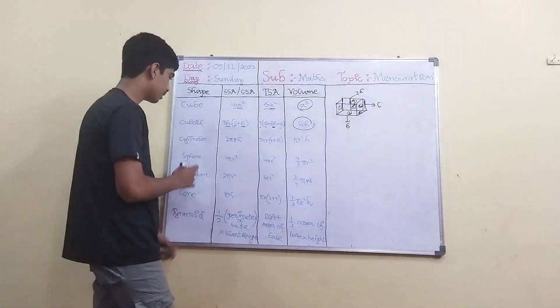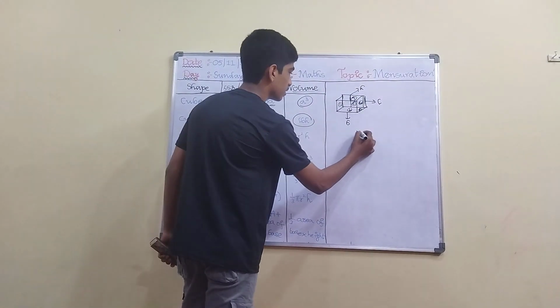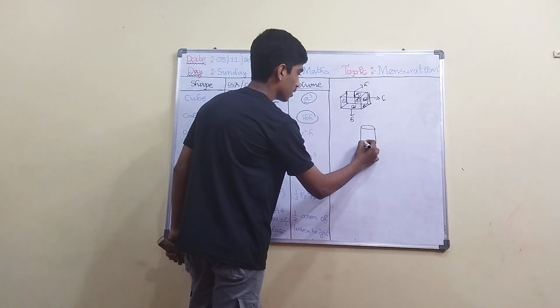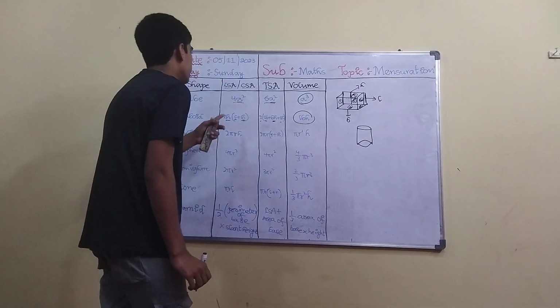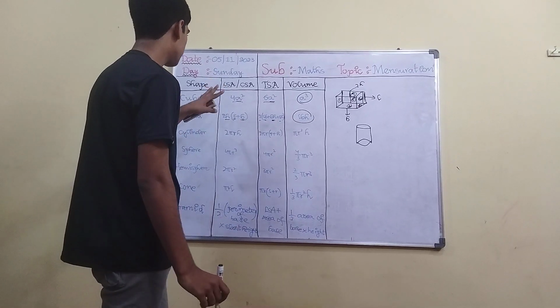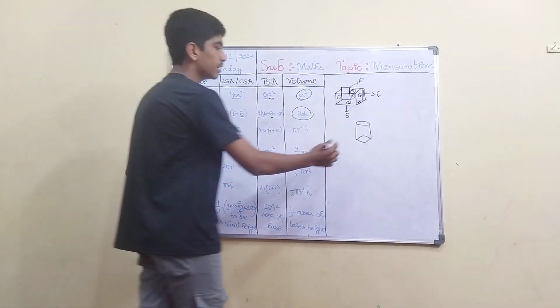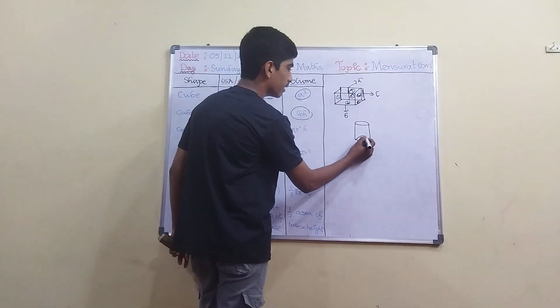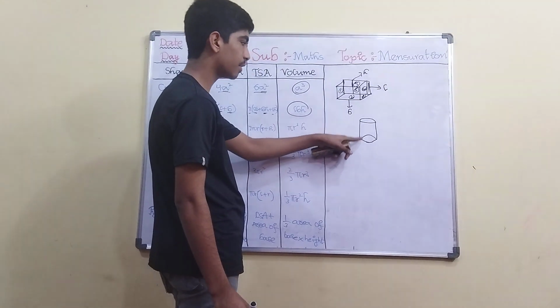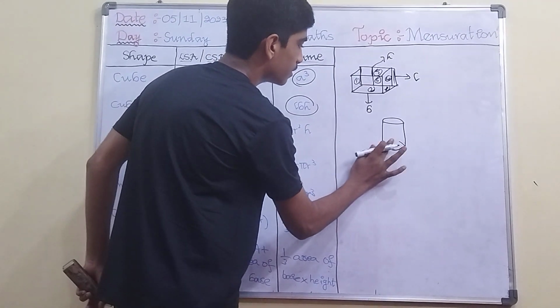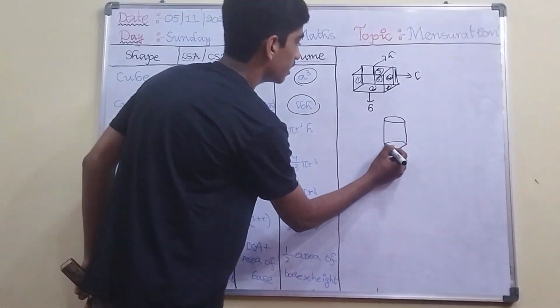Next one is cylinder. We should take CSA for cylinder, not LSA, because there are no edges in cylinder. The cylinder is in curved shape. See, it is in curved shape. So we have to take CSA for the cylinder.